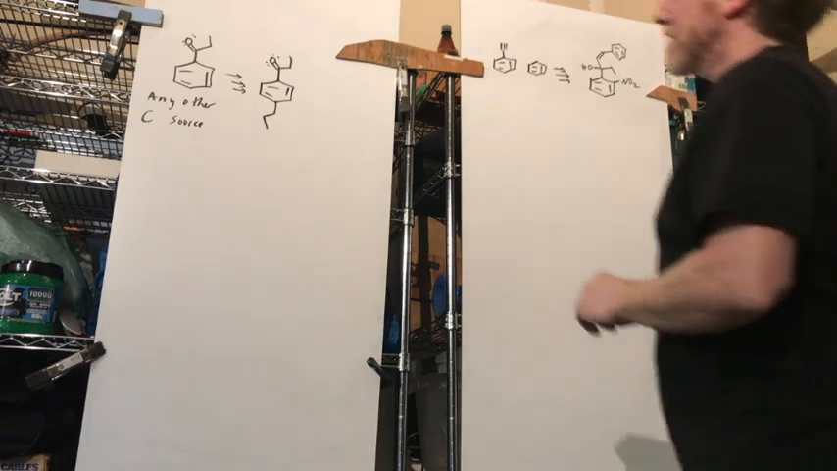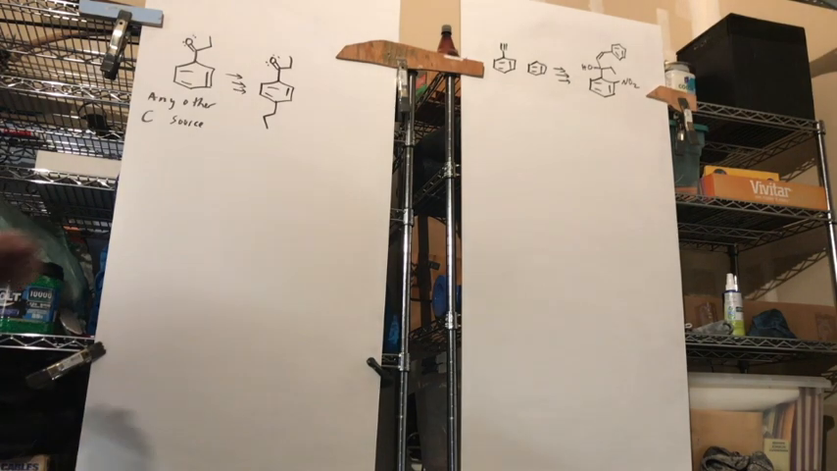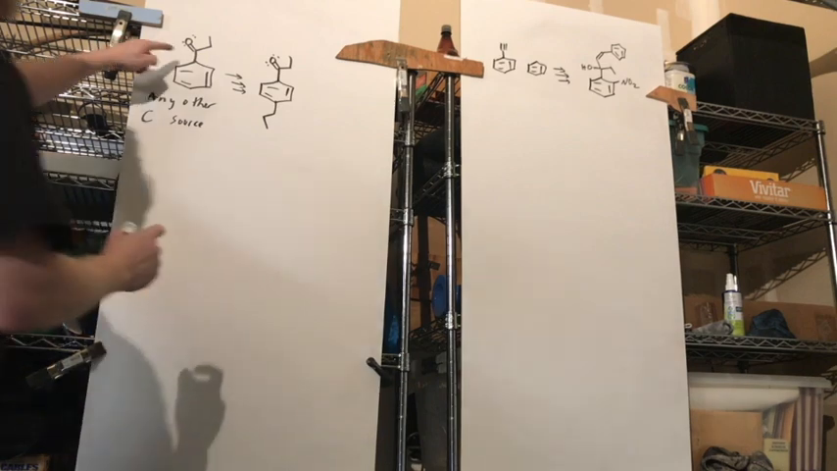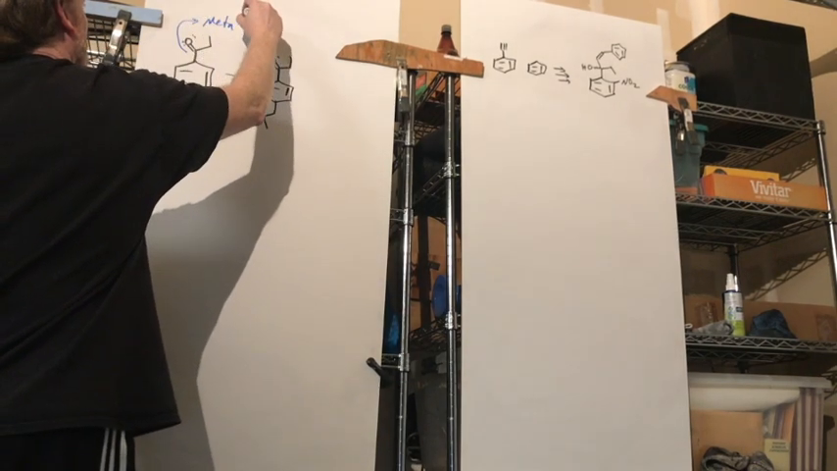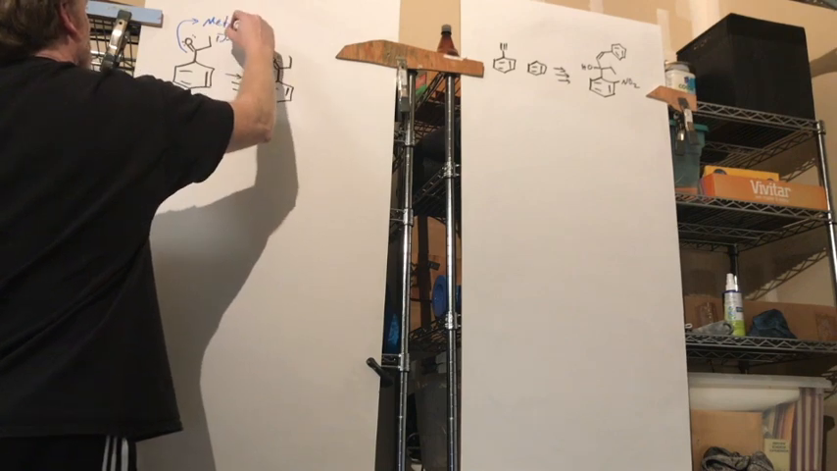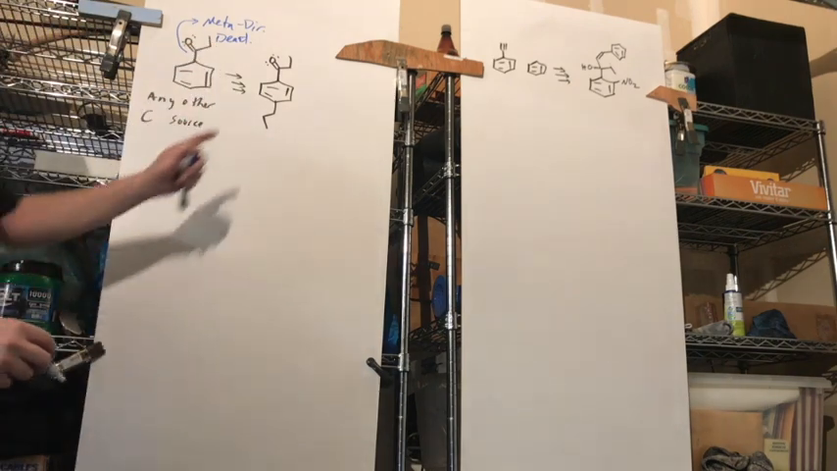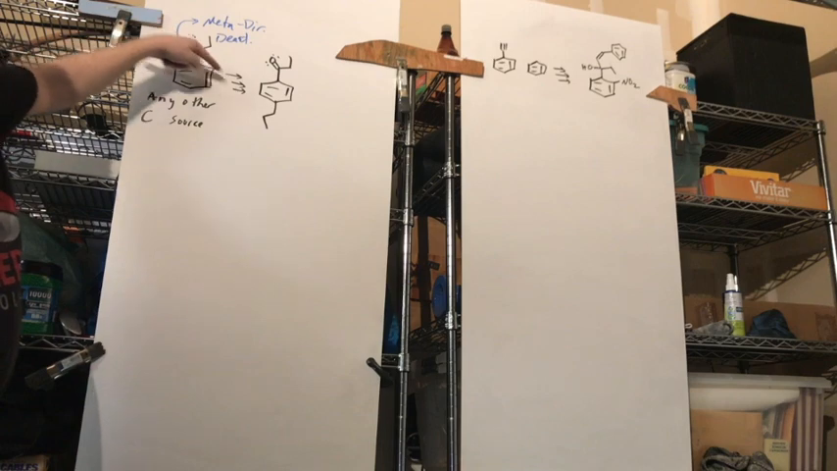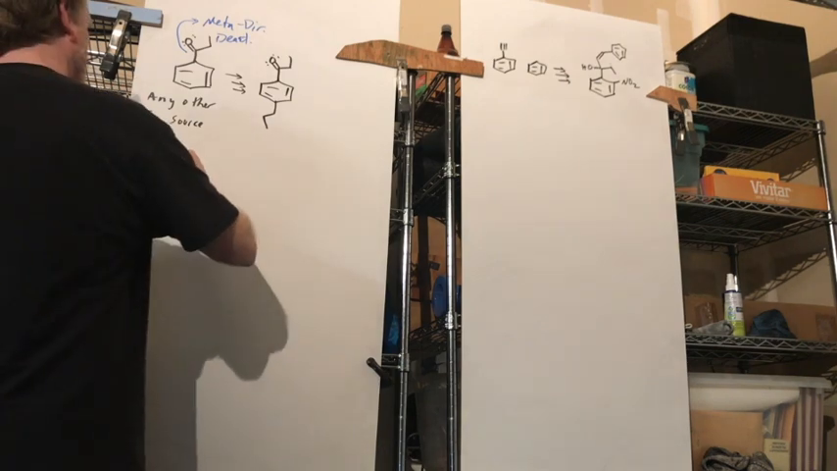We got some good ones here. This one, I like this one. This one's kind of tricky. Let's see how it goes. When you start off with it, it looks like you've got a meta director here, and it's a deactivator. But our products are para. So it looks crazy, like, wait, meta director, and I got the para there. What's going on? Well, let's just try working back from this guy.